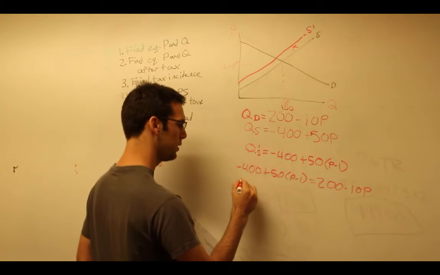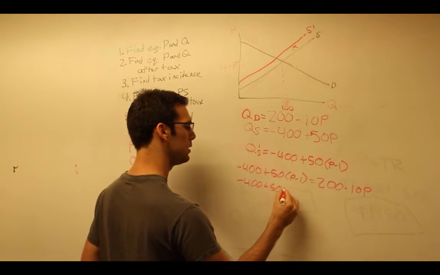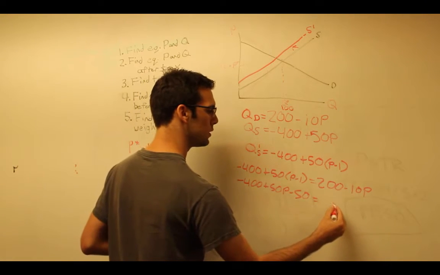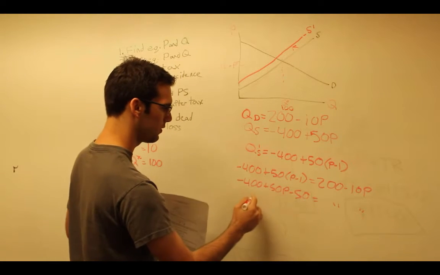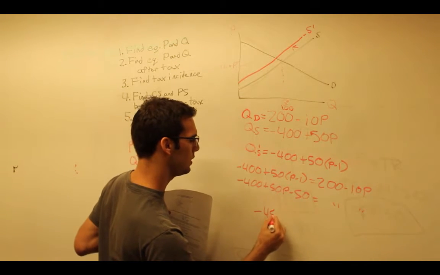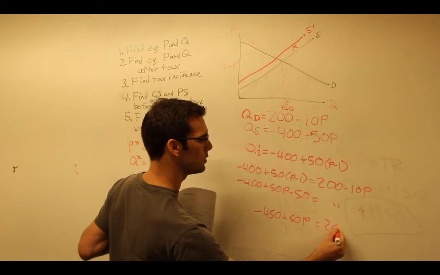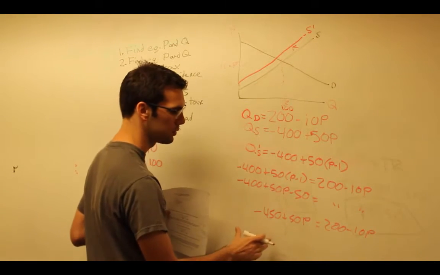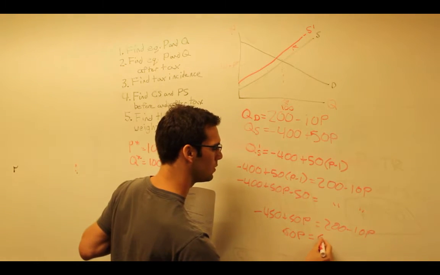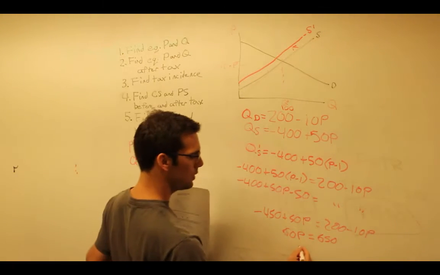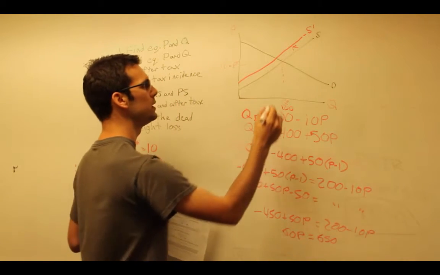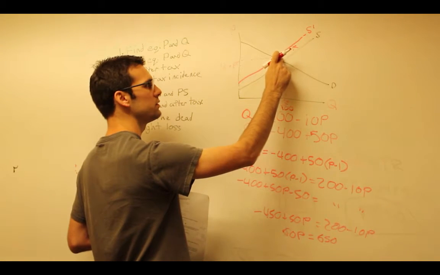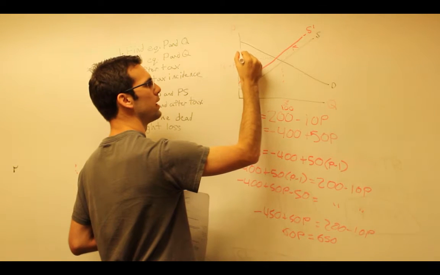Now this part is just some algebra. We end up with negative 400 plus 50P minus 50 equals 200 minus 10P. Then we simplify that. We end up with negative 450 plus 50P equals 200 minus 10P. So we can move the 10P over to this side and the 450 over to that side. Or in other words, we add 450 to both sides, and 60P equals 650. And this new P, we'll label it on the graph. It's this new intersection between the same old demand curve and the new supply curve. We'll call that P prime star.